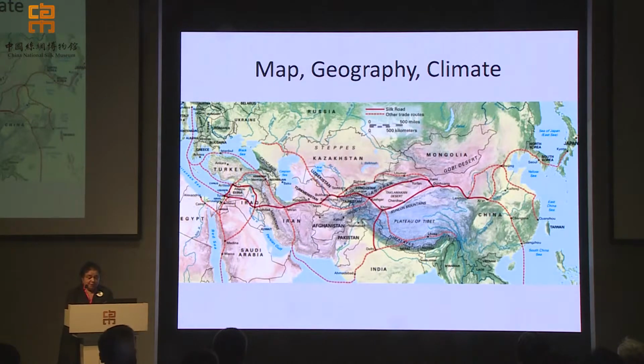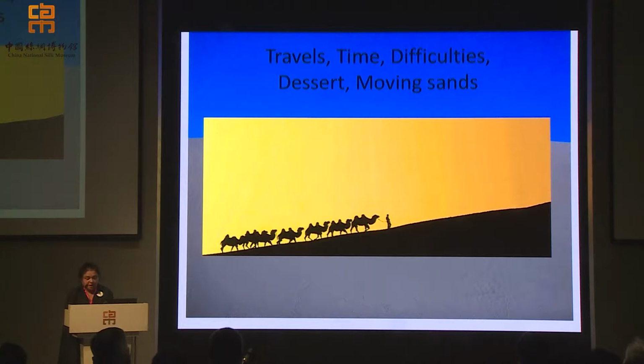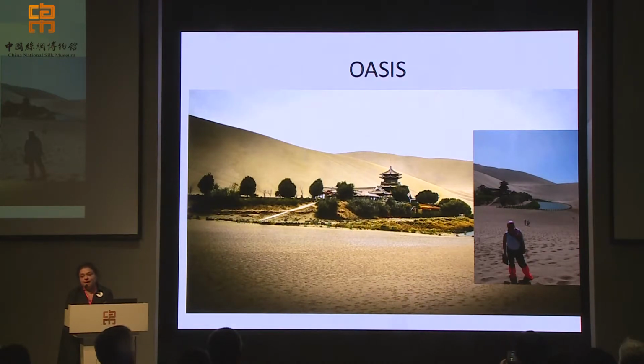So, as I said, the main thing is the map and the geography, and you have to show the general map and also enlarge parts of the map to show where the site is located and where the Silk Route was going. So the time and travels and climate and all the things like that that we usually speak about, but the people really don't understand.